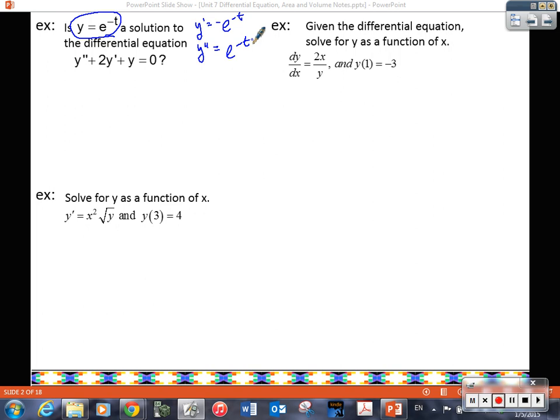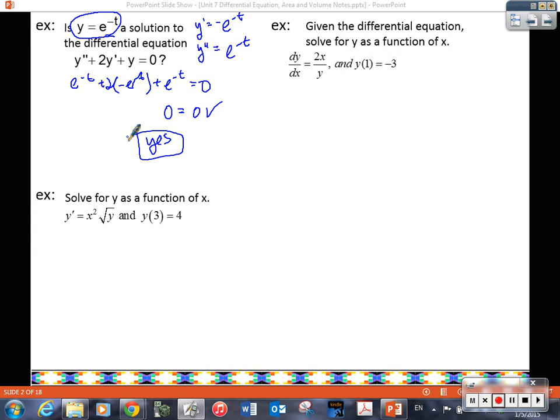Let's go ahead and substitute those in. We replace y double prime with e to the negative t, plus 2 times y prime, which is negative e to the negative t, and then y is e to the negative t. Let's simplify that. I have 2 negative ones and 2 positive ones. Certainly that does work, so 0 equals 0. So yes, it is a solution. That's basically all that type of problem involves: is it a solution or not? You calculate the derivatives that you need, sub it in, and see if it works or not. Pretty straightforward. We okay with that?